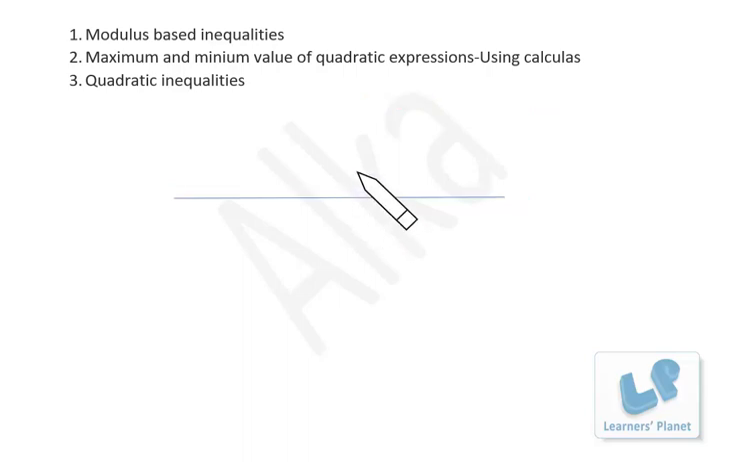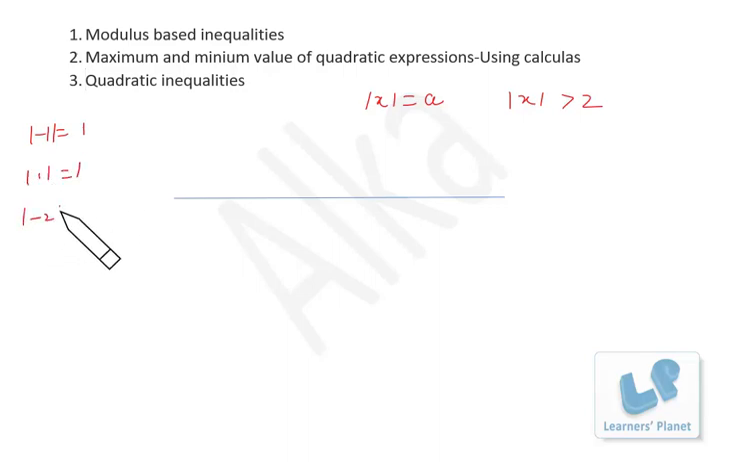Now suppose I tell you modulus of x is greater than a, or suppose, as a simple example, I take modulus of x is greater than 2, right? So what happens actually, modulus converts each and every expression to a positive, right? So if x is maybe -1 or +1, modulus of -1 is 1, modulus of 1 is also 1, modulus of -2 is 2, modulus of 2 is also 2. So basically modulus converts each and every expression to a positive quantity, right? So modulus of x is greater than 2.